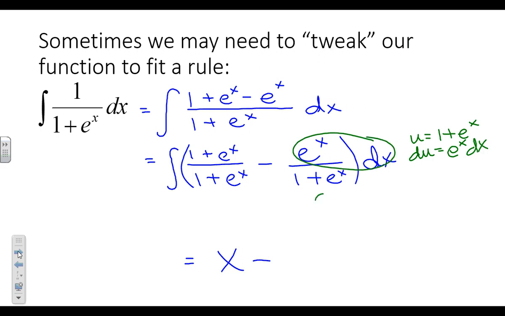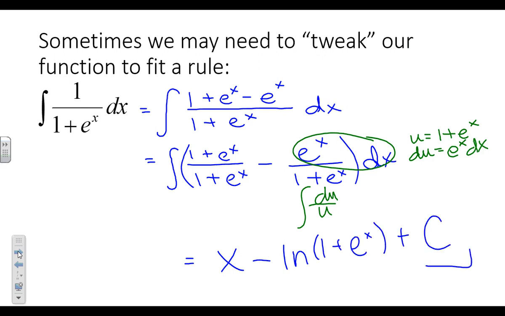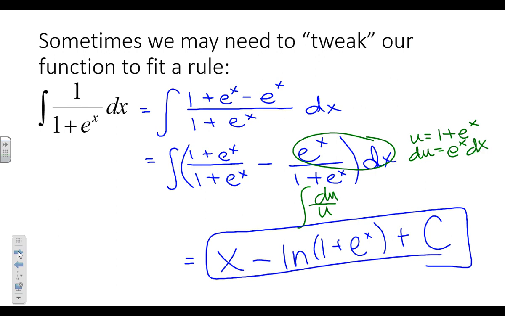So there's our du over u. That's not u. Antiderivative? Say a letter. Natural log. So the natural log of u. Why didn't I put absolute value there? Because it can't actually be negative. Okay, it's a positive function, 1 plus e to the x. We don't have to worry about the absolute value.